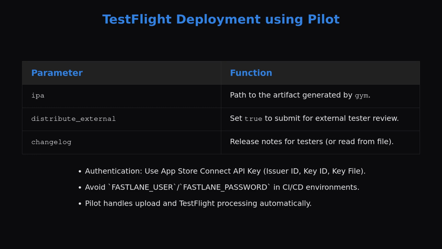For secure, non-interactive authentication, avoid storing passwords directly. Instead, configure an App Store Connect API key within the Apple Developer Portal. Set the key identifier, issuer identifier, and the key file path as environment variables. This method is strongly preferred over relying on the FASTLANE_USER and FASTLANE_PASSWORD environment variables, providing a robust security layer for continuous integration environments.